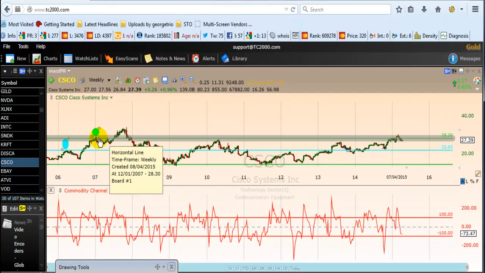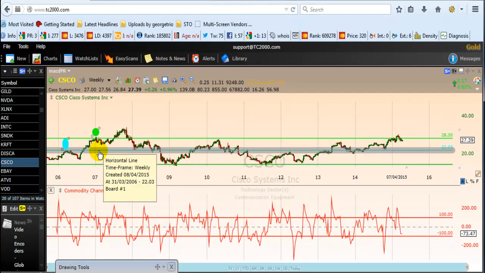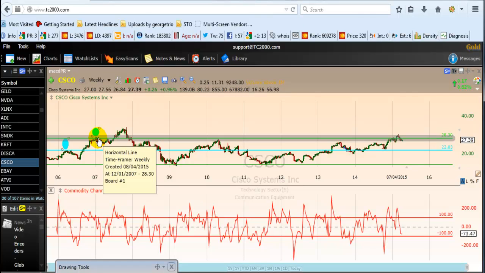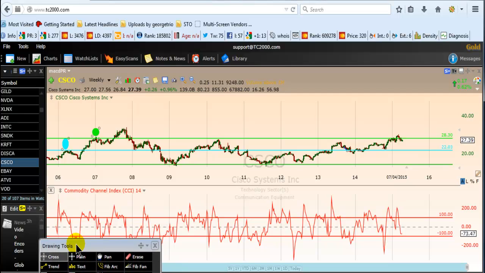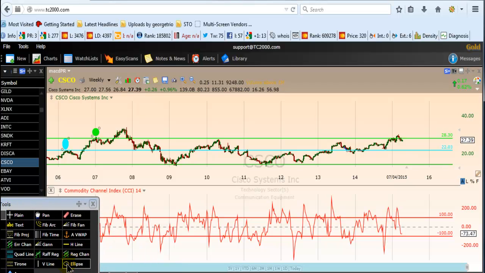So I draw my two lines, the turquoise horizontal line, which is a resistance level, and also the green line, which is also a resistance level. So now I have two resistance lines on my chart. Okay. So now you see I have them here. I want to show you something very interesting. Pay attention carefully to my drawing on the chart. I will explain everything to you.